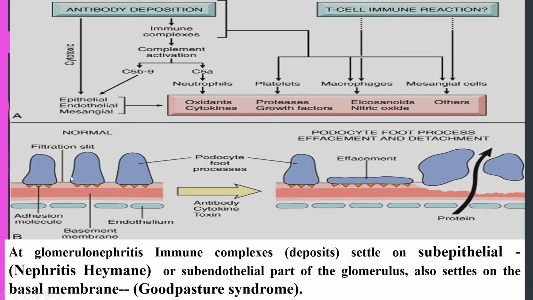And there are disorders of the glomerular membrane and glomerular capillary, endothelium, epithelium, and basement membrane, and podocyte disorders and effacement of podocytes, disorders of the barrier system, and protein passing from the glomerulus forms proteinuria. In glomerulonephritis, immune complex deposited on the subepithelial line forms Heymann nephritis. If the complex is deposited in the subendothelial part of the glomerulus, or maybe deposited in the basal membrane, it forms Goodpasture syndrome.